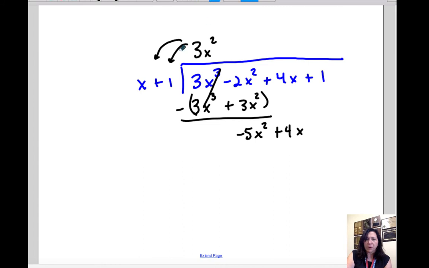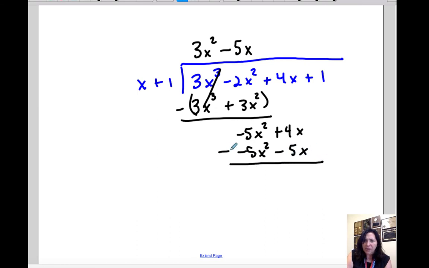Okay, I'm going to erase this part. And so now I start over again, and I go x times what is negative 5x squared? So that would be negative 5x. Negative 5x times x is negative 5x squared. Negative 5x times 1 is negative 5x. I'm going to subtract the quantity. These cancel. This minus negative is plus. 4 minus negative 5 is plus, so that'll be 9x.